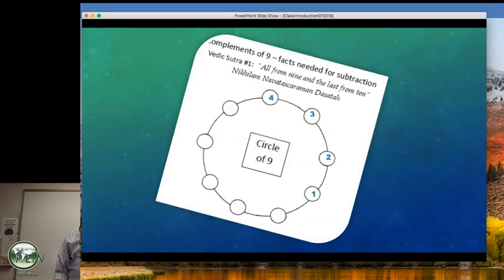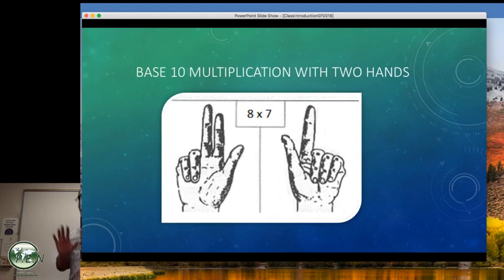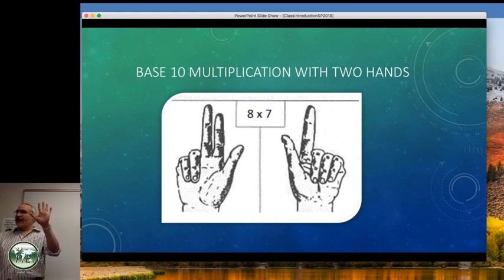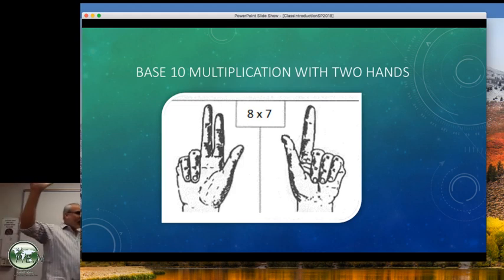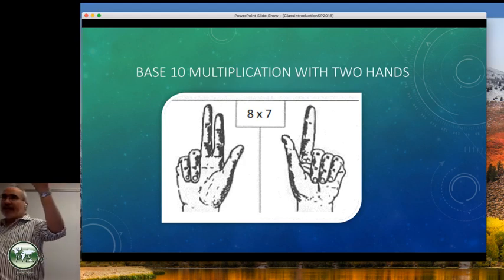Let's see if I can at least expose you to this part. This is kind of interesting. And the PowerPoint will be online, so you can play with it if you like. I want to show you how to multiply with your hands. The trick is, if I'm going to represent 8 with one hand, how am I going to do that? Well, what they came up with is thinking of the complement. If I've got 8 up, how many down do I have? 2. So I can represent 8 with 2 fingers down. So thinking of that, what would 7 look like with one hand? Just 3 down, okay?